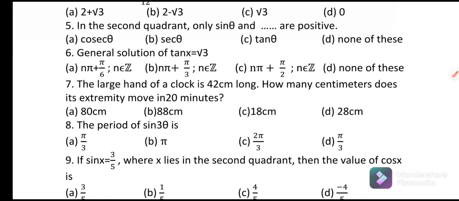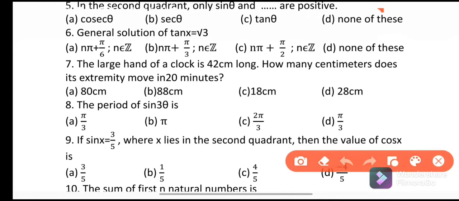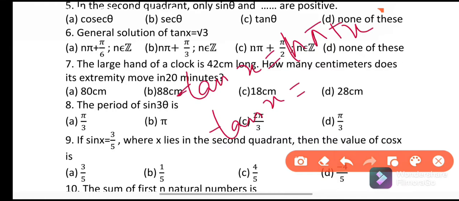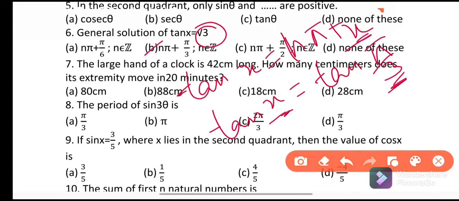Next is the general solution of tan x is equal to under root 3. Now the general solution of tan x is n pi plus x. Tan x is equal to tan pi by 3, that is x is equal to pi by 3. So the answer is n pi plus pi by 3, that is B option is the correct option.